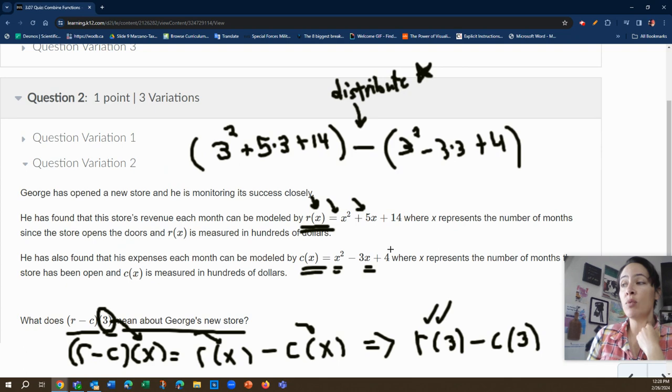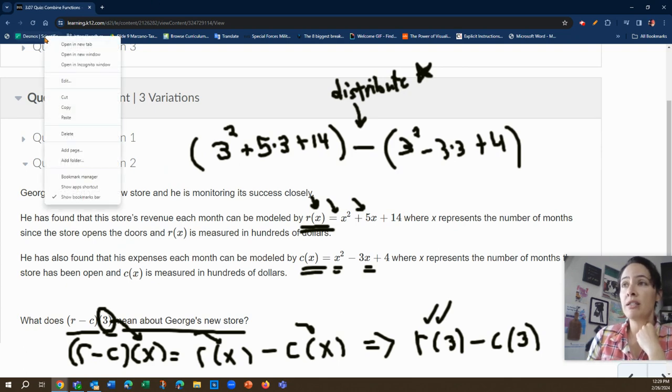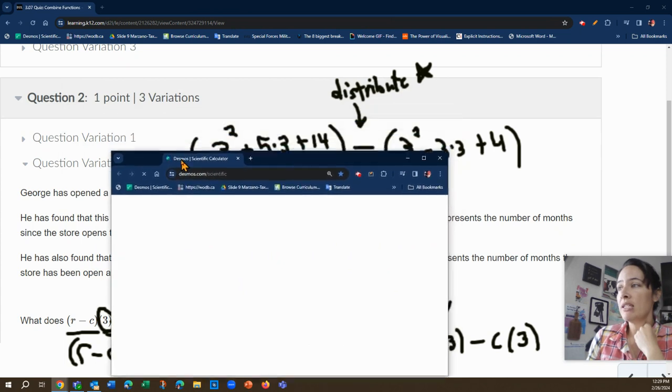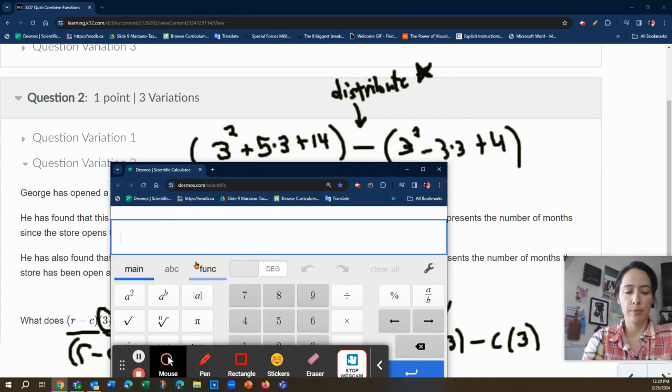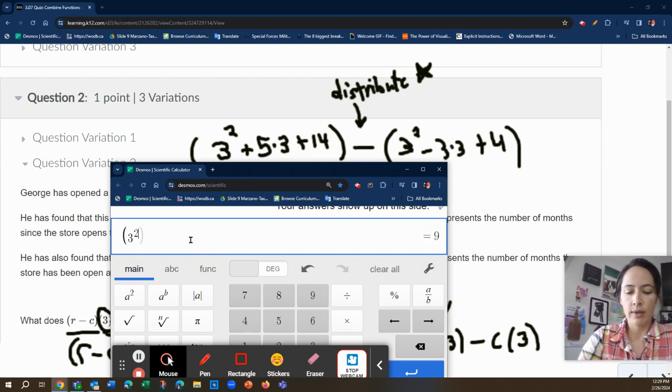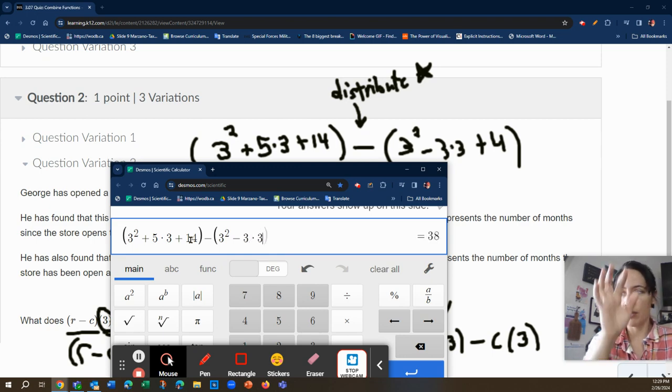All right, but don't worry, because once we use this skill, we can just bust out our calculator and type that whole thing in there. Okay, parenthesis. I'm still going to use parentheses. Parenthesis, 3 squared, arrow over, plus 5 times 3, plus 14, close parenthesis, minus, and we need this parenthesis, 3 squared, arrow over, because I don't want to minus 3 times 3. I don't want to write it in the exponent, plus 4. Notice 3 squared is the same thing as 3 times 3. So 3 squared minus 3 times 3 is just 0. But okay, anyway, plus 4, close parenthesis, 34.